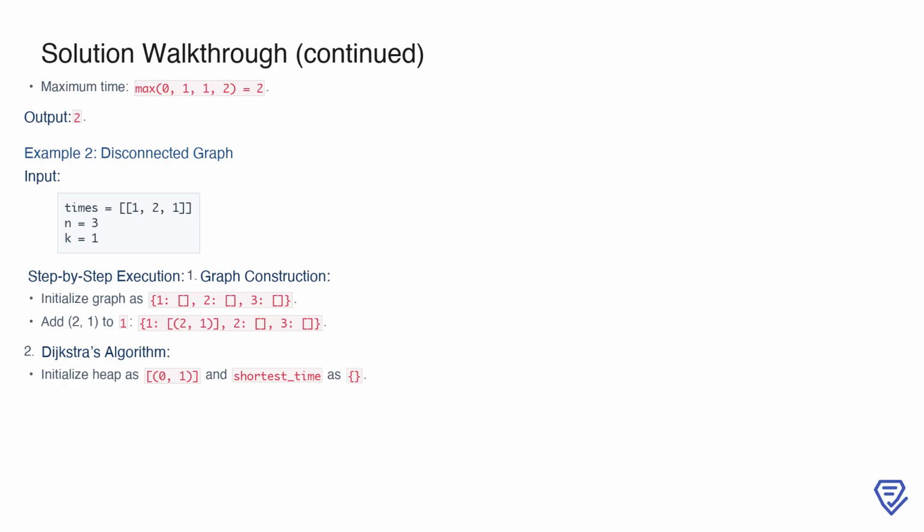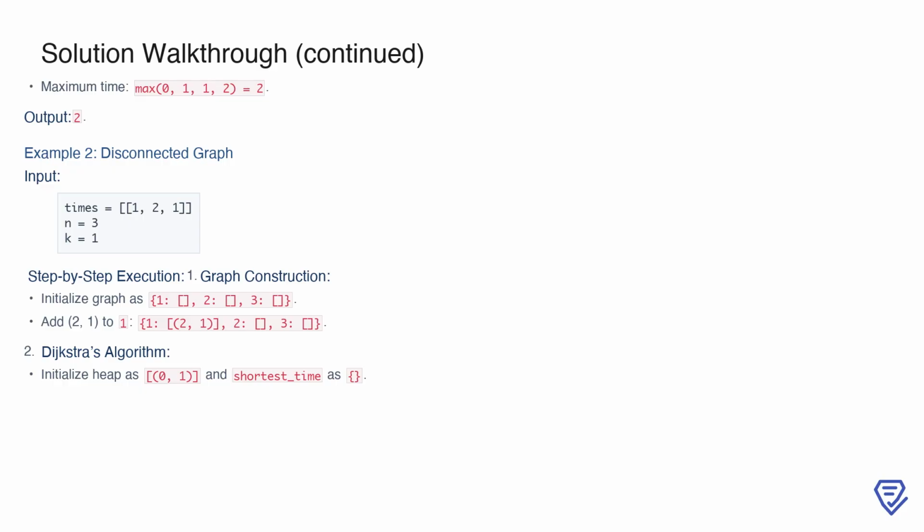Next, we consider a different scenario where the graph is disconnected. For example, if times equals [[2,1,1]], n equals 3, and k equals 1, we notice there's no connection to node 3. The graph is initialized as {1: [], 2: [], 3: []}. Processing the edge adds (2, 1) to node 1, resulting in {1: [(2, 1)], 2: [], 3: []}.